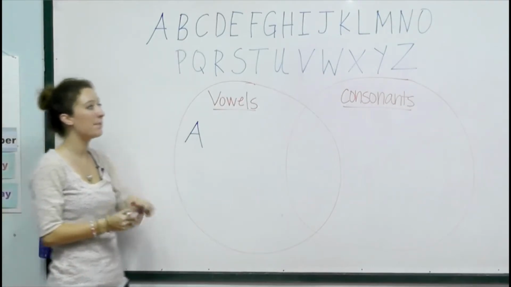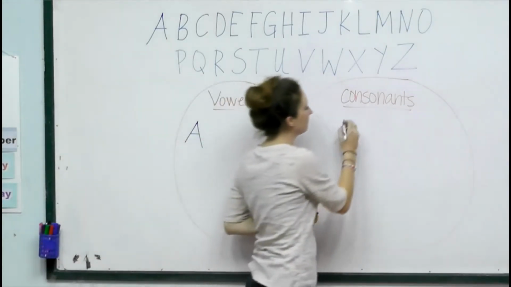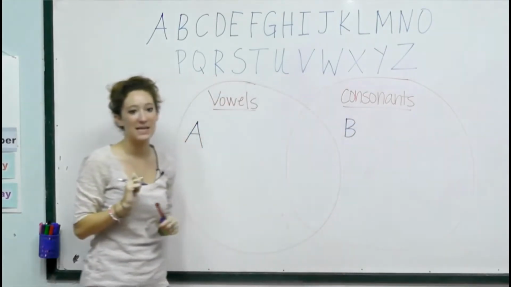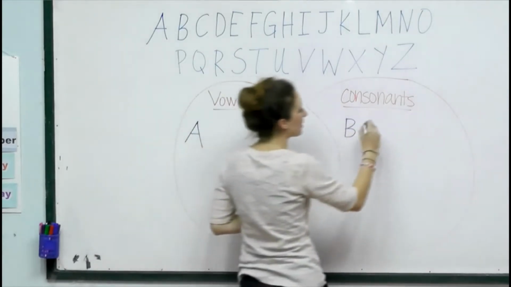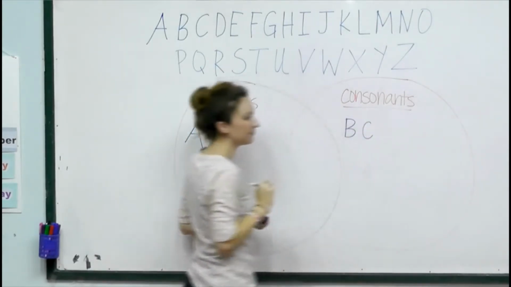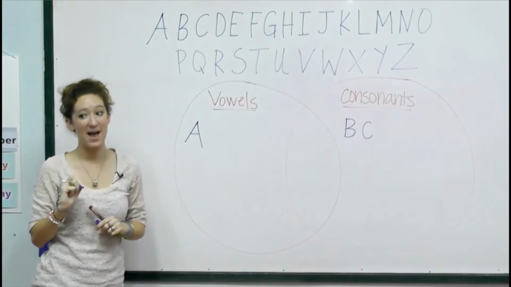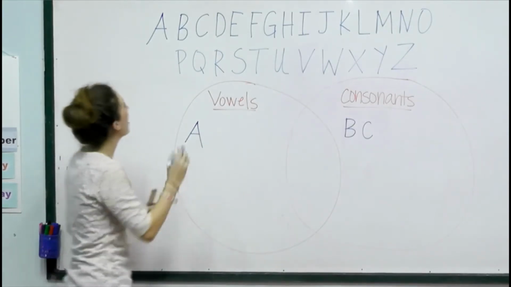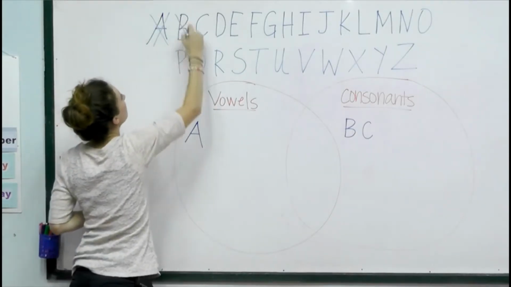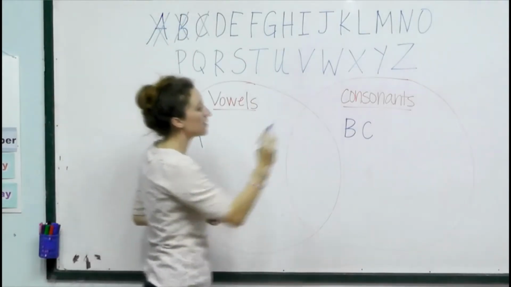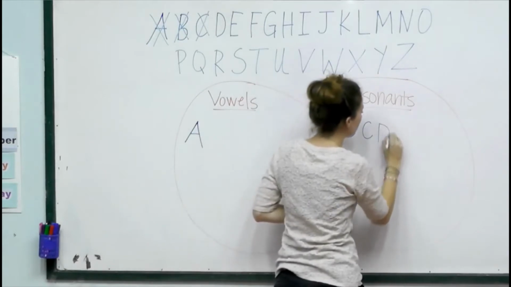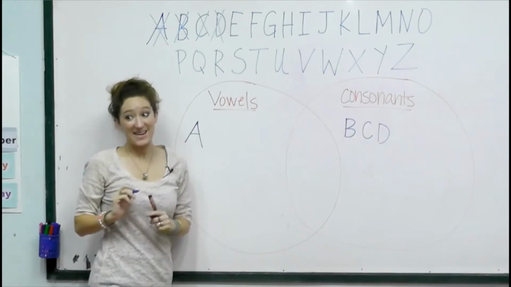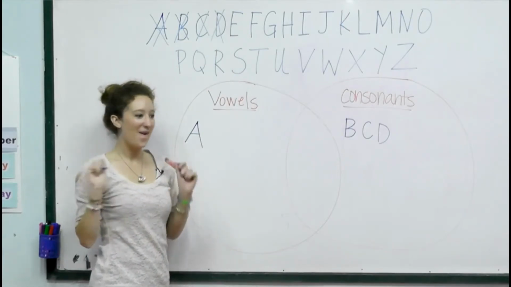All right. What's next? B. B is a consonant. What's next? C. C is a consonant. A, B, C. D. Here, let's cross them out as we do them. D is a consonant. There's many consonants. E. E is a vowel.